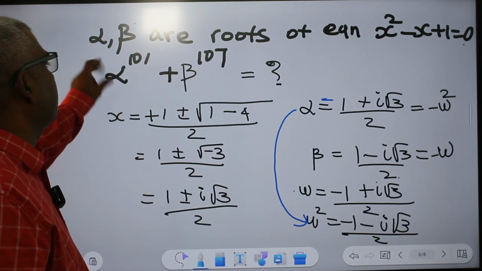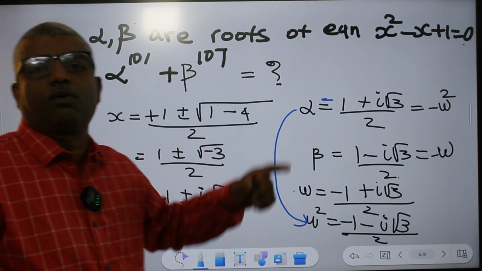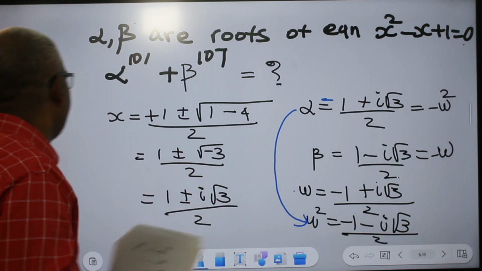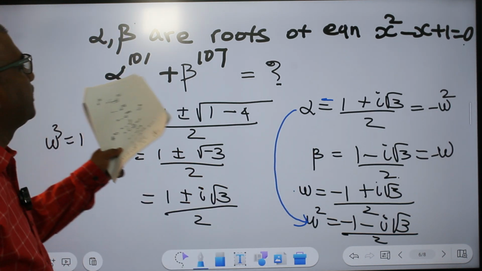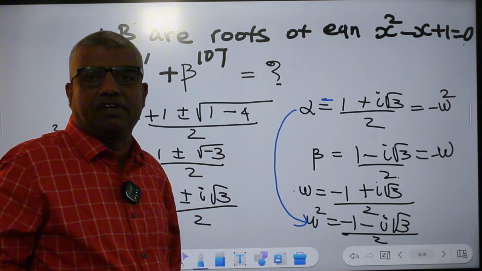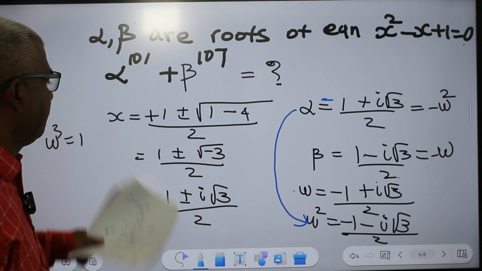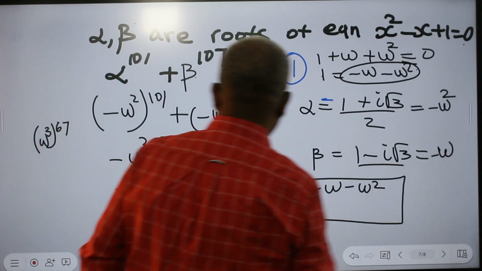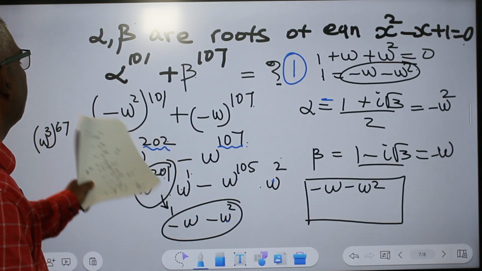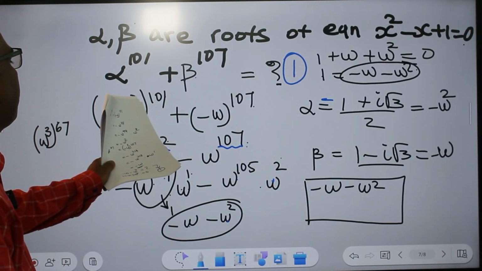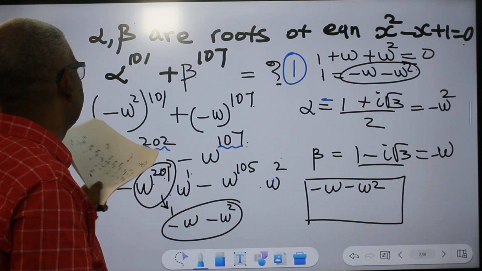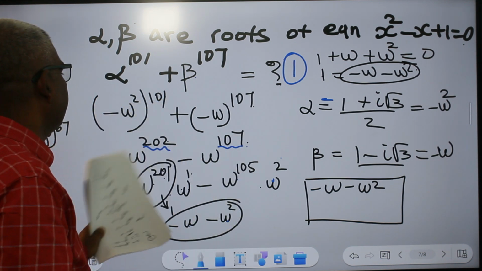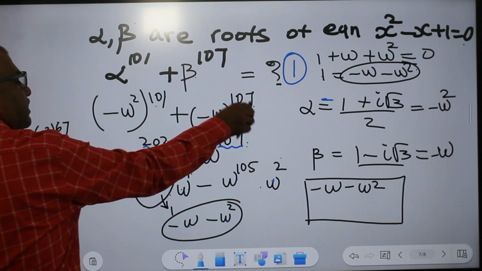Then substitute here. Omega cube is 1. So accordingly you split alpha power 101 and beta power 107. We did it here. Omega squared, and a power m times n is a power mn, so minus 202. This minus sign will stay a minus sign only, because these all are odd numbers.